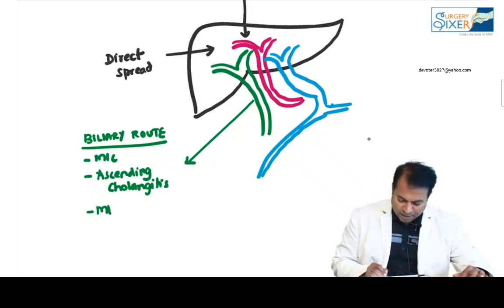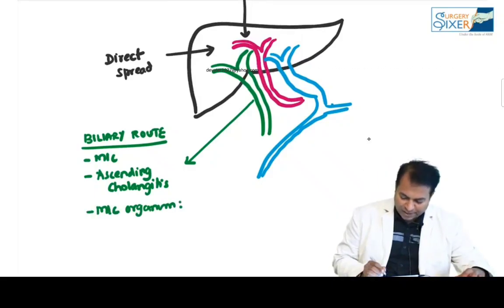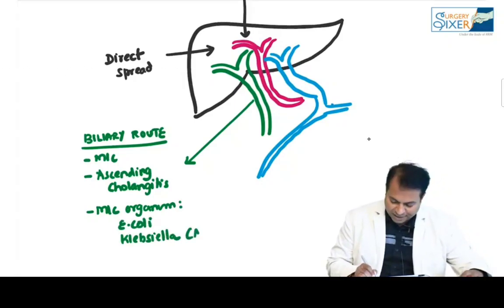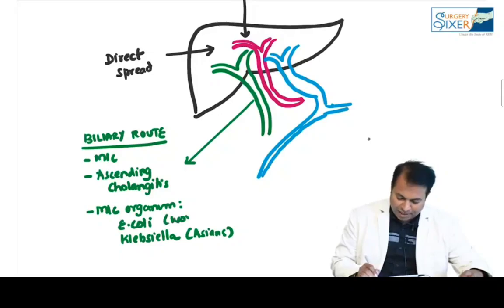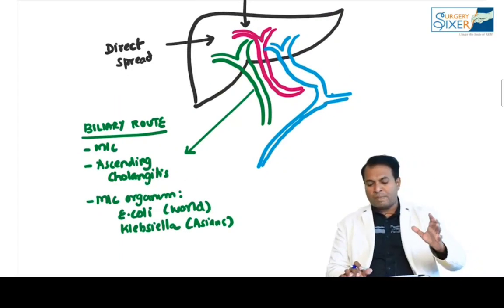And what is the most common organism? You all very well know. It is E. coli at world level, and Klebsiella in Asians. So the biliary route is the most common route of infection to the liver.